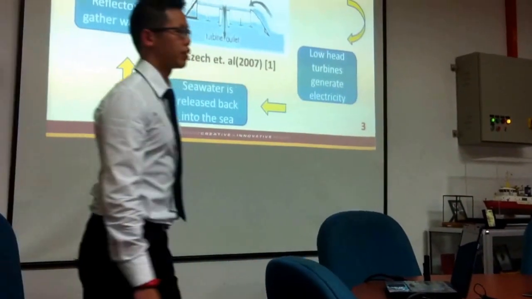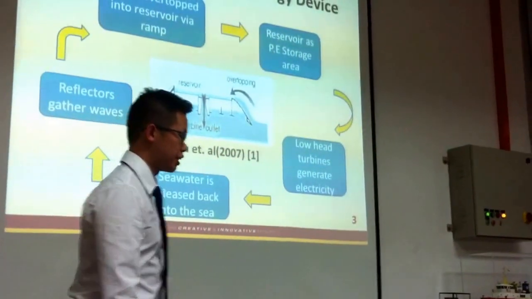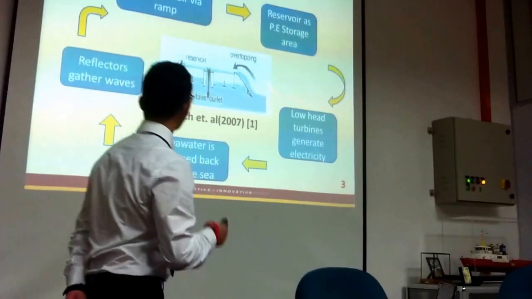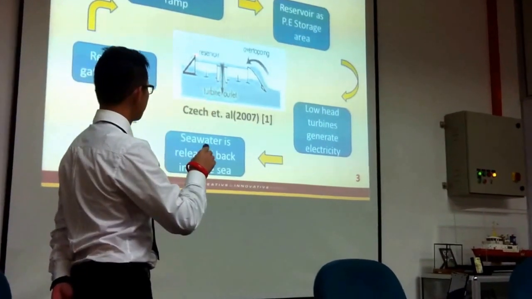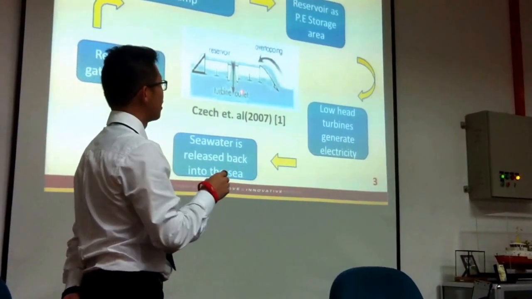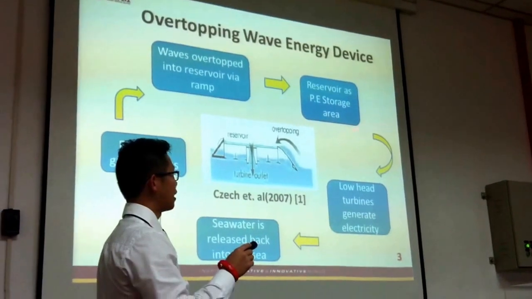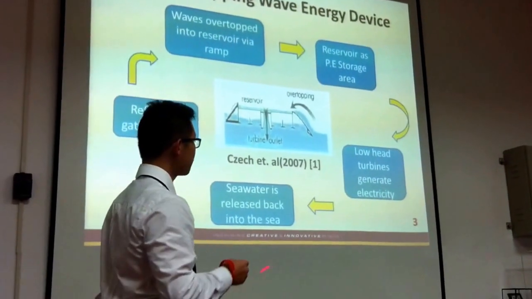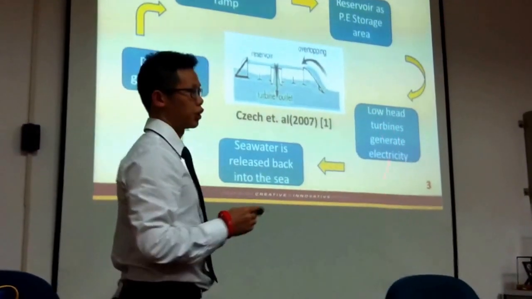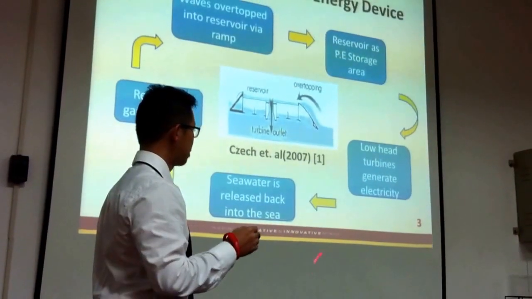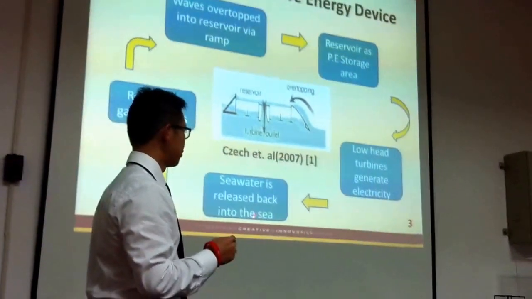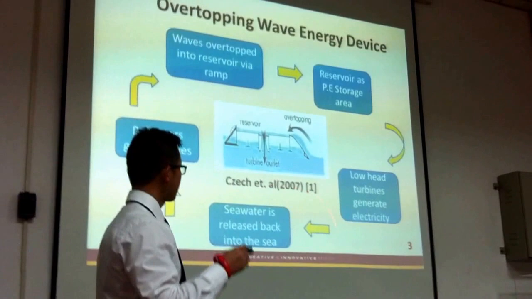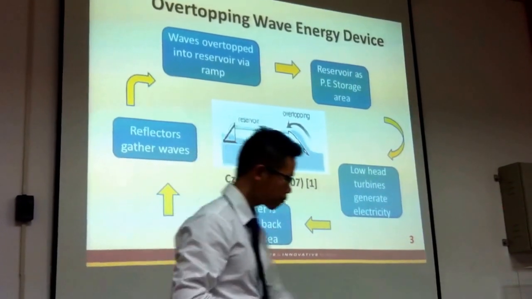So basically, what is an overtopping wave energy device? It starts off with the wave overtopping into the reservoir via the ramp, and then the reservoir acts as a potential energy storage area. The turbines inside generate electricity, and after generating electricity, the seawater is released back into the sea, and the process goes on and on again.